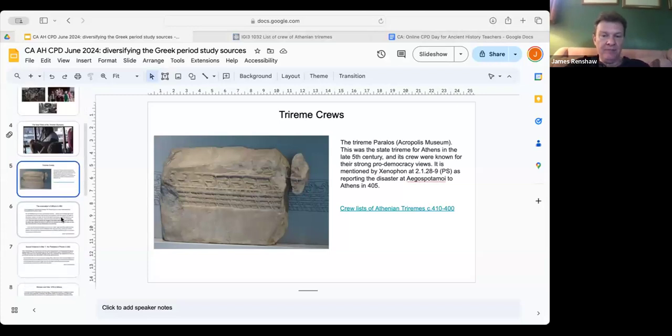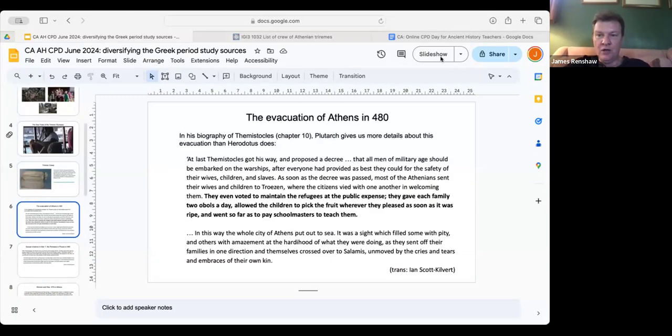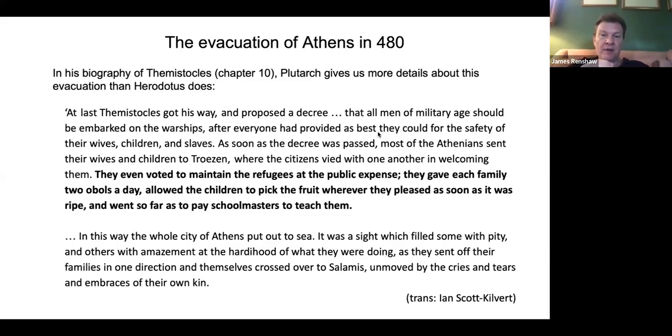Okay, so if we then come to the evacuation of Athens in 480, Herodotus says very little about it apart from that they evacuated it, but we actually get more detail. This is not a prescribed source, in Plutarch's biography of Themistocles. And this is just a really interesting passage.